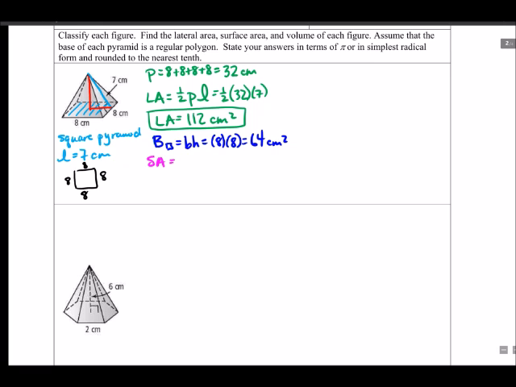That lets me find the surface area. The surface area is just lateral area plus 1 base on these pyramids, which means lateral area is 112 plus the area of my base is 64. So my surface area is 176 centimeters squared. That one was nice and easy.